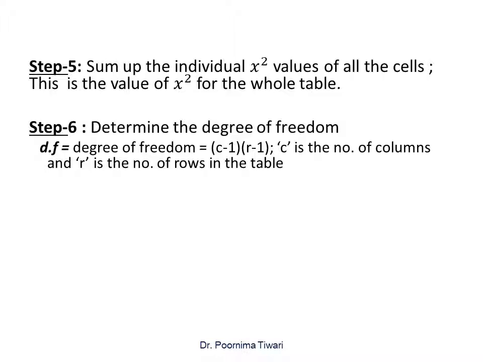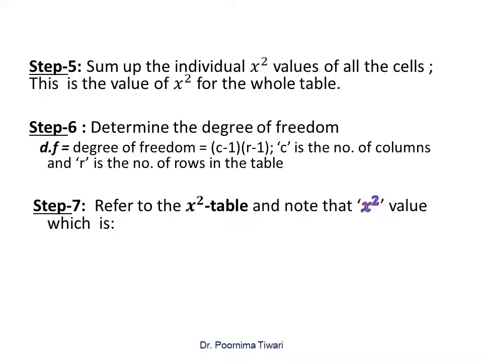Degree of freedom is calculated by number of columns minus 1 multiplied by number of rows minus 1. So (C minus 1) into (R minus 1), where C is the number of columns and R is the number of rows in the given table that we have constructed.